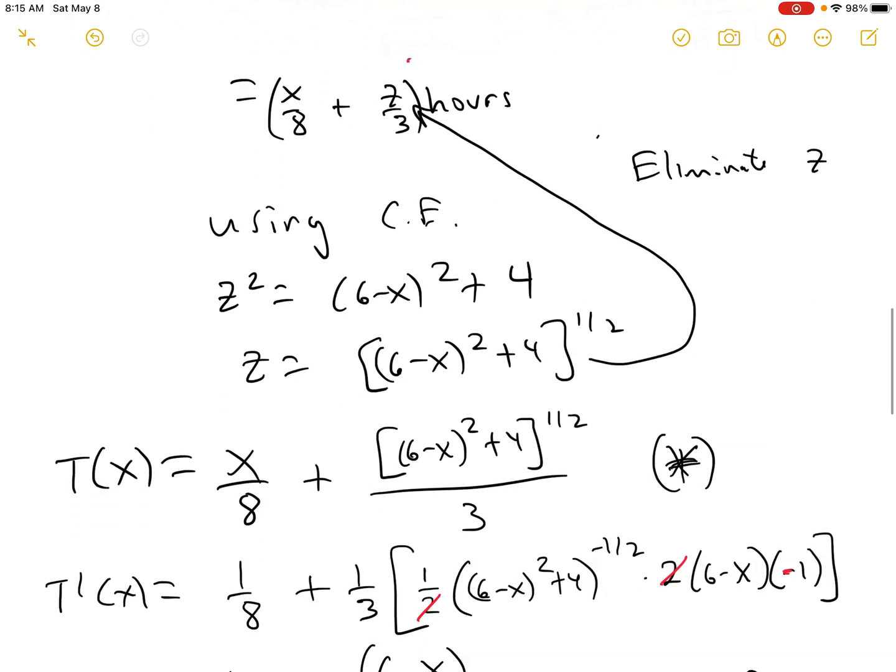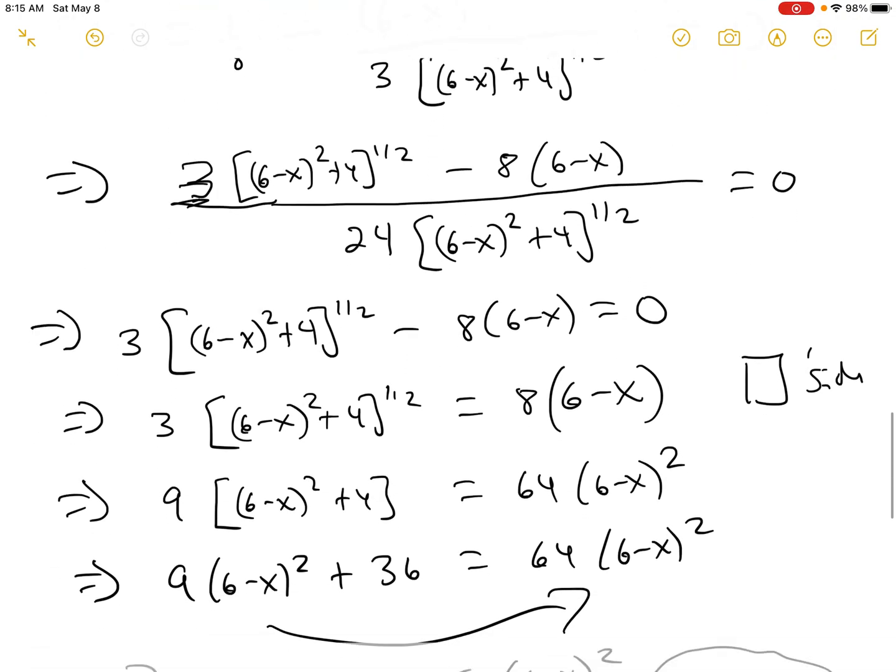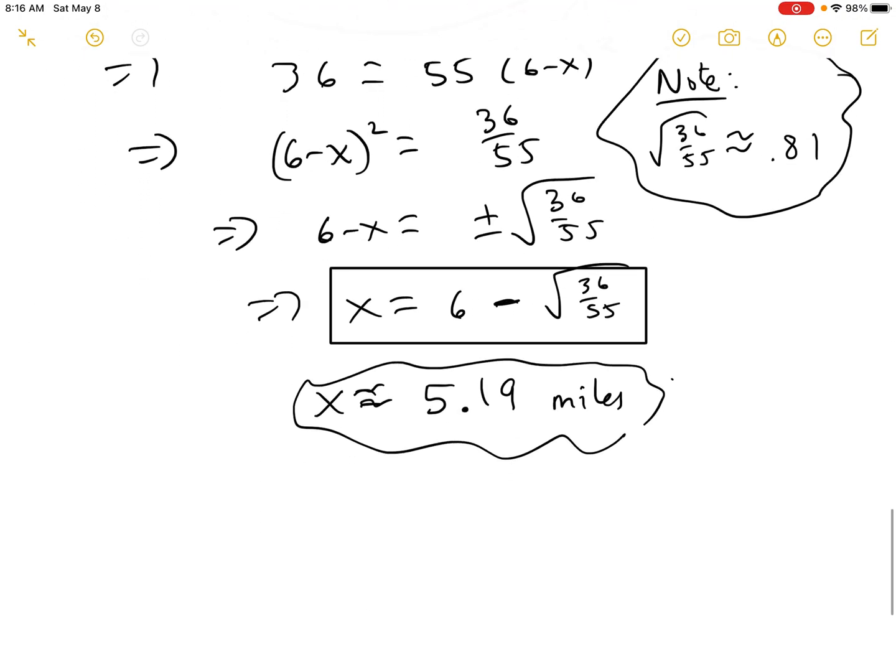All right, that's a great problem. This is totally test level stuff. So, hope that helps.